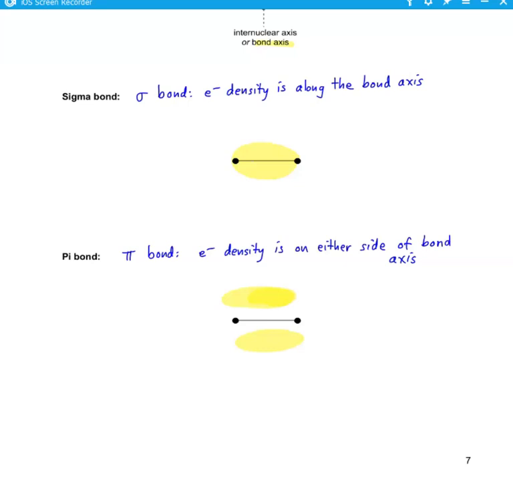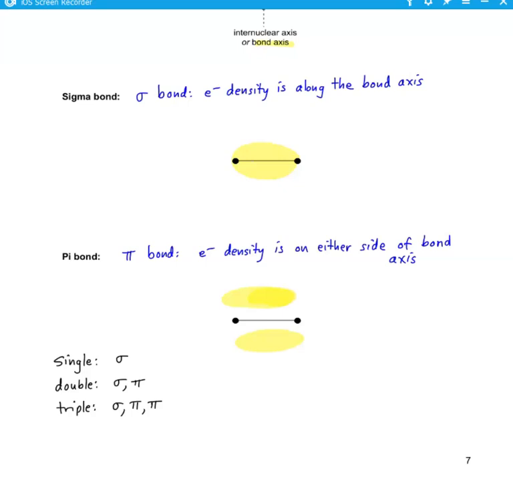Okay, so you might also remember, using this terminology, that we can talk about the components that make up a single, a double, and a triple bond. A single bond has only a sigma component. A double bond has a sigma component and a pi component. And a triple bond has a sigma component and two pi components.